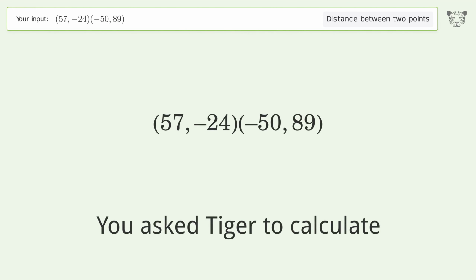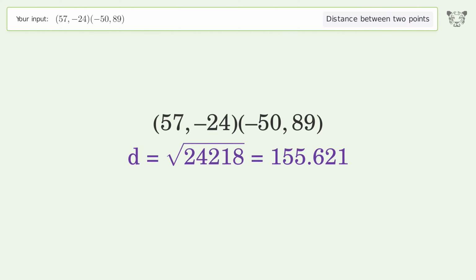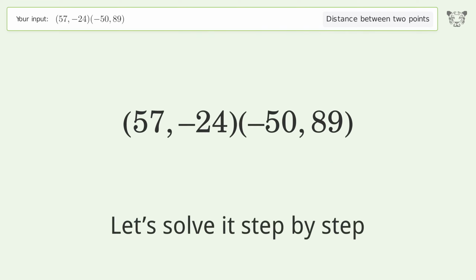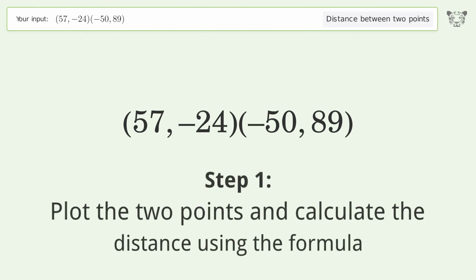You ask Tiger to calculate. This deals with the distance between 2 points. The distance between the 2 points is the square root of 24,218, or 155.621. Let's solve it step by step. Plot the 2 points and calculate the distance using the formula.